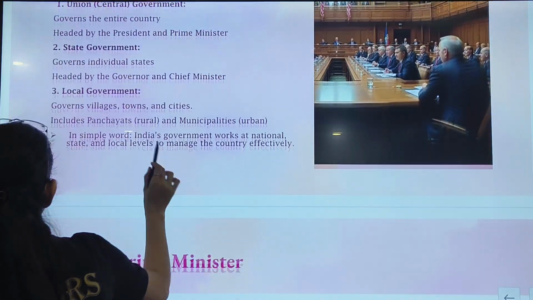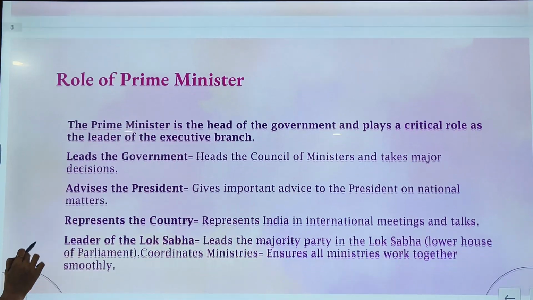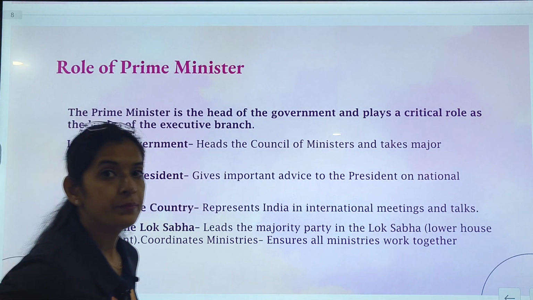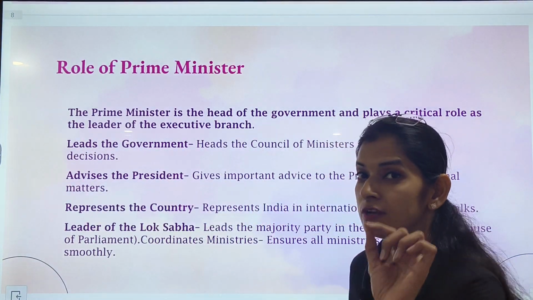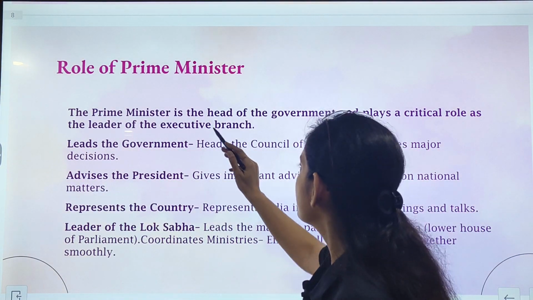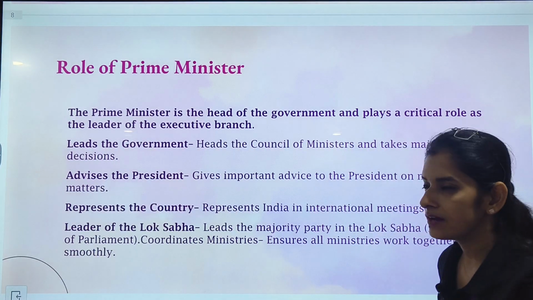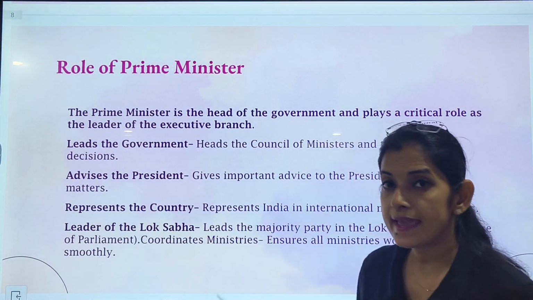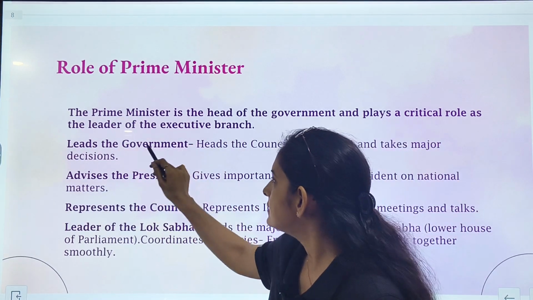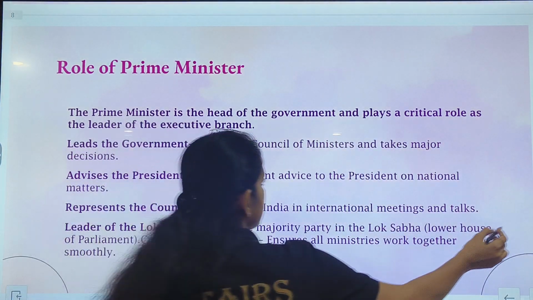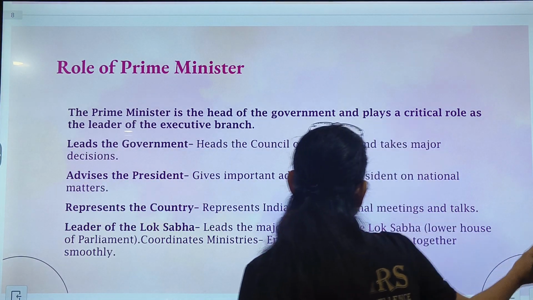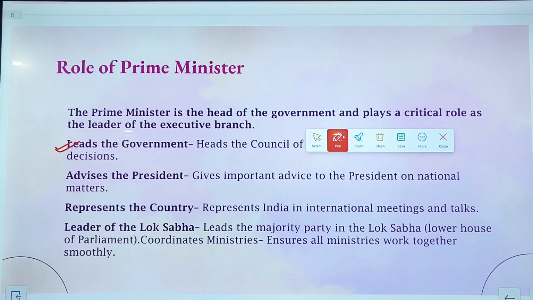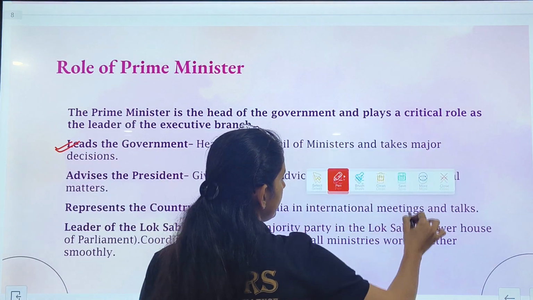Next. What is the role of Prime Minister? One of the most important roles. Prime Minister is the head of the government that we have already discussed. It plays a critical role as the leader of the executive branch. First and foremost role of the Prime Minister is it leads the government. Clear?